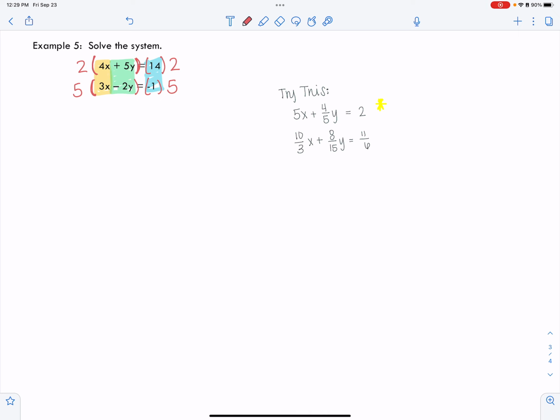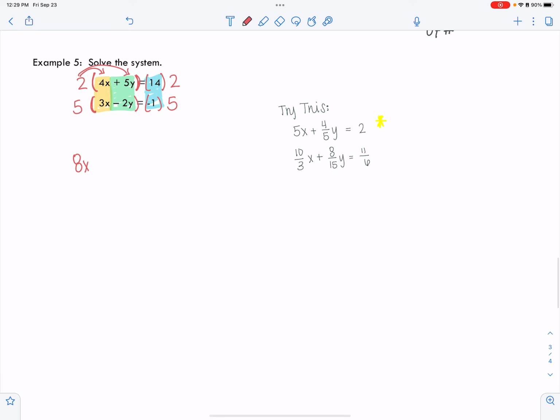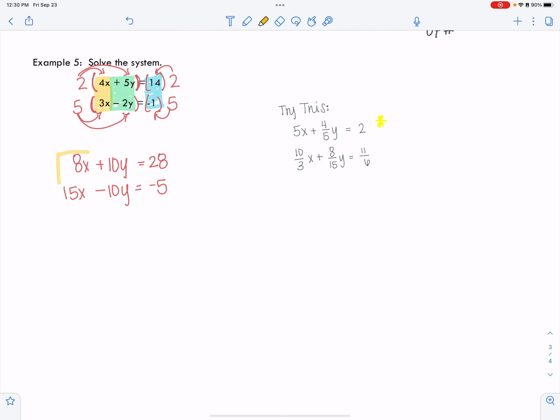So I'm going to rewrite these equations. 2 times 4x is going to give me 8x. 2 times 5y is going to give me 10y. 2 times 14 is going to give me 28. I'm going to do the same thing on the bottom equation. 5 times 3x, 15x. 5 times negative 2y, negative 10y. And 5 times negative 1, negative 5. Now that I've done that, I'm going to go back and do my same process.